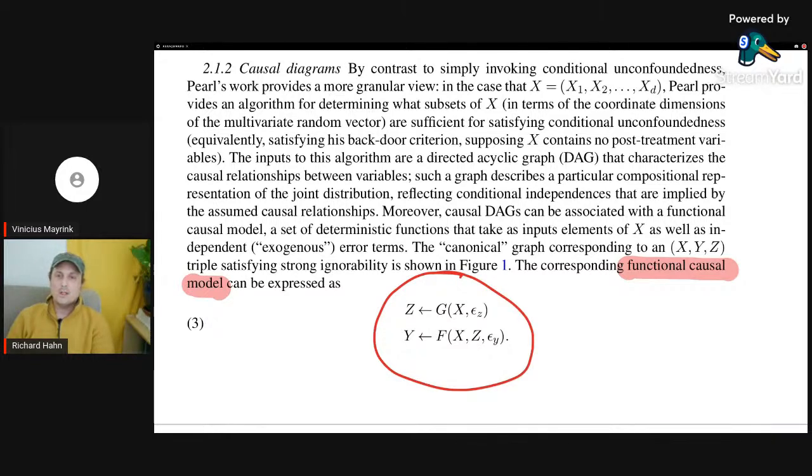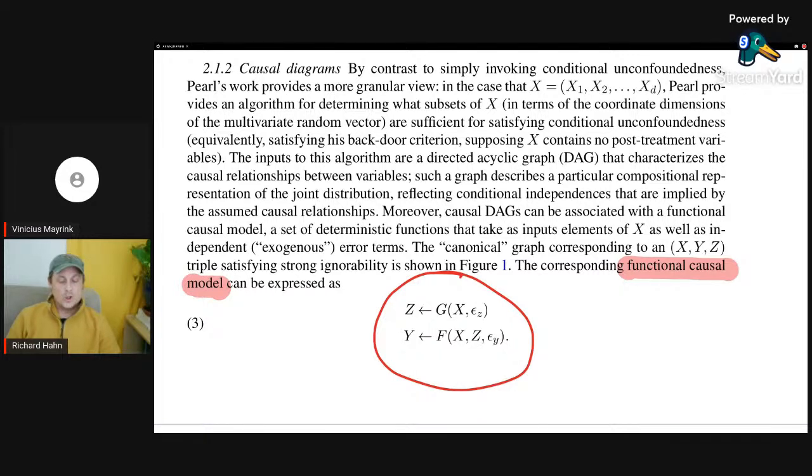Okay, so what this means is that as a function of X, the distribution of Z is going to change. But then we can think about the randomness in Z as being due to this error term, epsilon Z. Likewise, we can think about Y as being functionally, deterministically determined by the values of X and Z, with some error coming through another independent error term, which we will call epsilon Y.